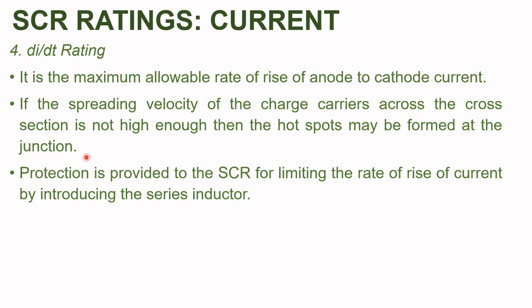When the SCR is turned on by gate triggering, the current density is higher nearer to the gate of the SCR, because the density of charge carriers, or the number of charge carriers, is higher nearer the gate. Slowly this current, or the anode current, spreads throughout the cross section area of the SCR. That speed is the spreading velocity.